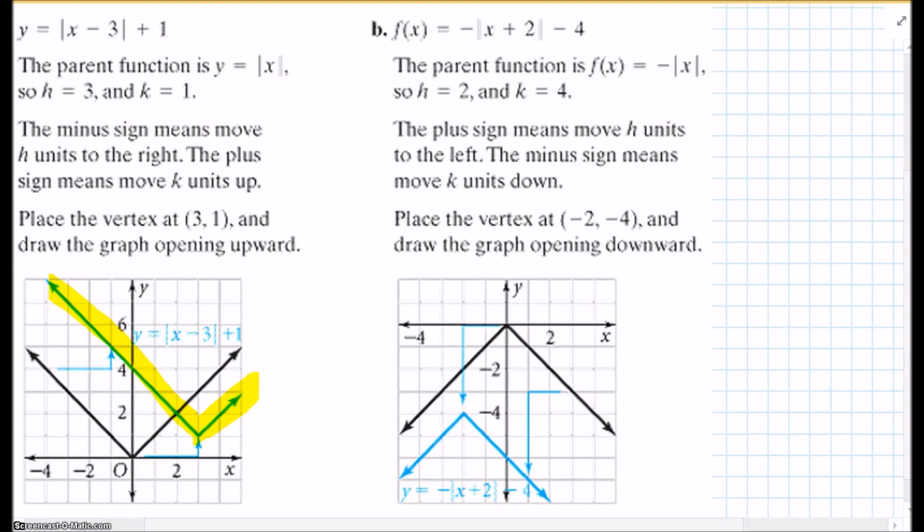All right, looking at B, the function f of x equals negative absolute value of x plus 2, minus 4. So the parent function of f of x is negative absolute value of x, so that's going to be a downward opening graph. H is 2. It's positive, so we're going to move 2 units to the left. And the 4 is negative, so we're going to move 4 units down. So we're going to have a new vertex of (-2, -4), and the graph is going to open downward.